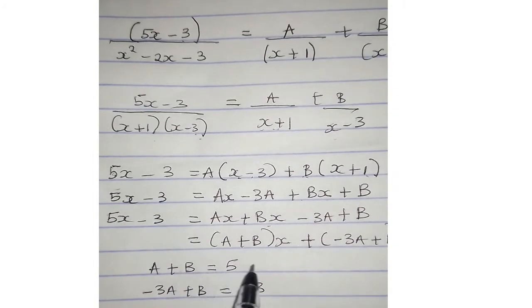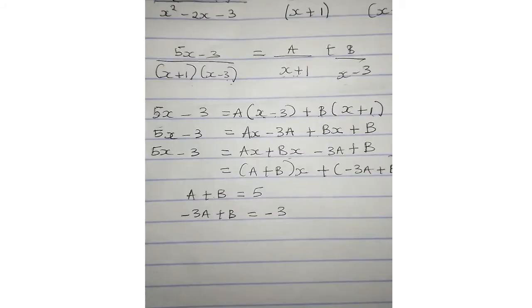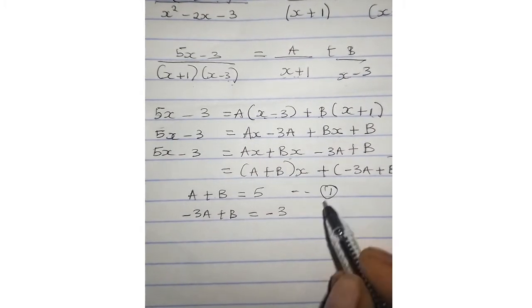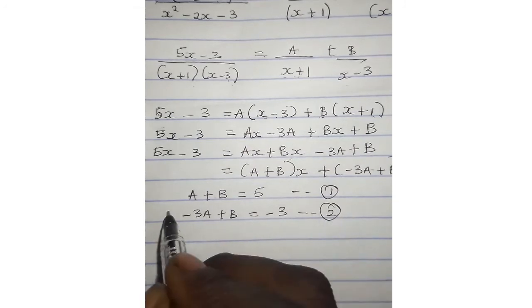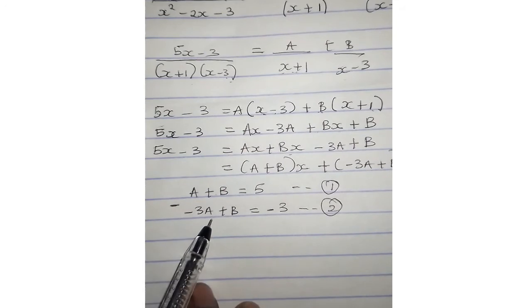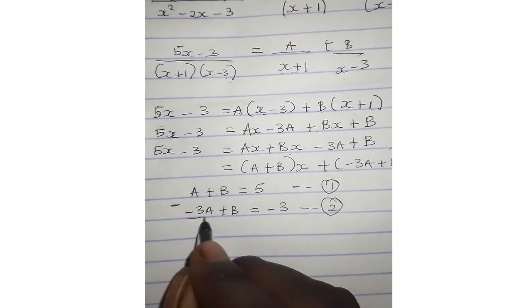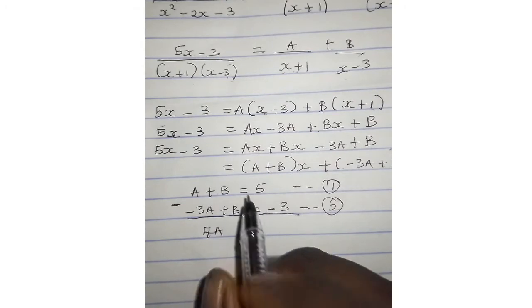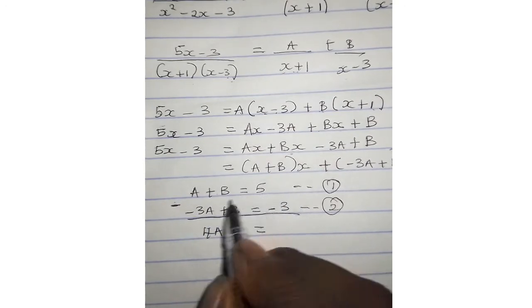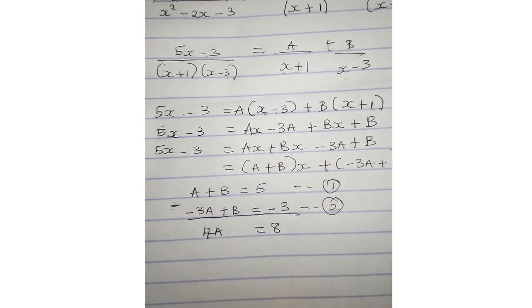So using the first one, we're going to solve simultaneously. We are going to use the elimination method. Let's name this equation 1 and let's name this equation 2. So when we subtract equation 2 from equation 1, a minus minus 3a is going to give us 4a. b minus b is going to give us 0, so it's not supposed to be written. Then 5 minus minus 3 is going to give us 8.